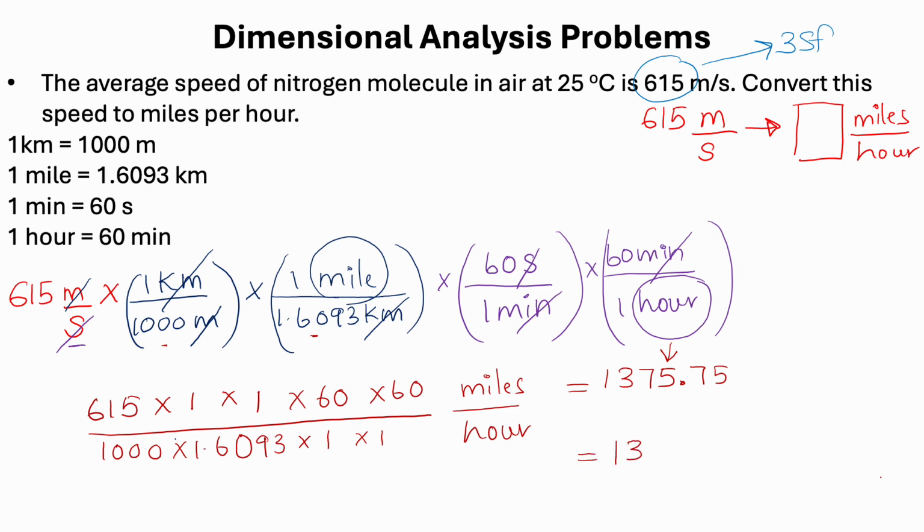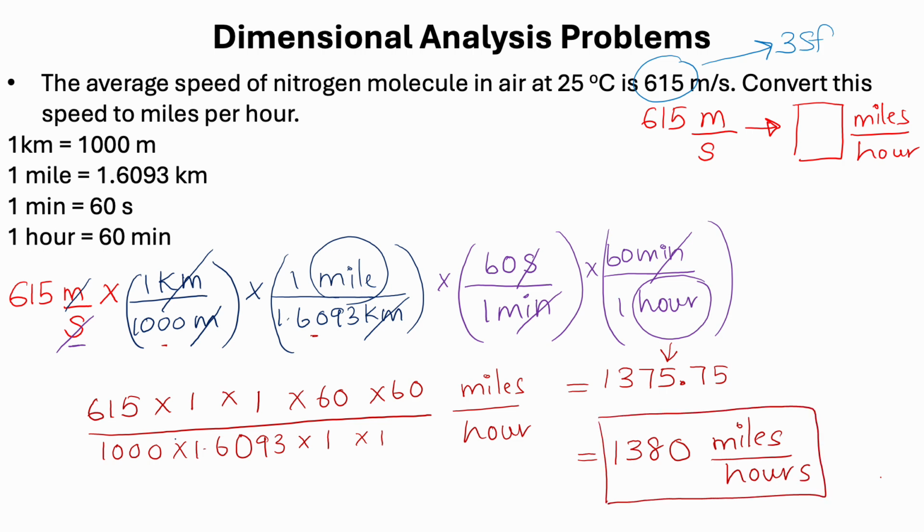Since you are dropping 5, you add 1 to 7 and make it 1380 miles per hour. That's your final answer with correct significant figures. In this case, the last 0 is not significant. 1, 3 and 8 are significant.